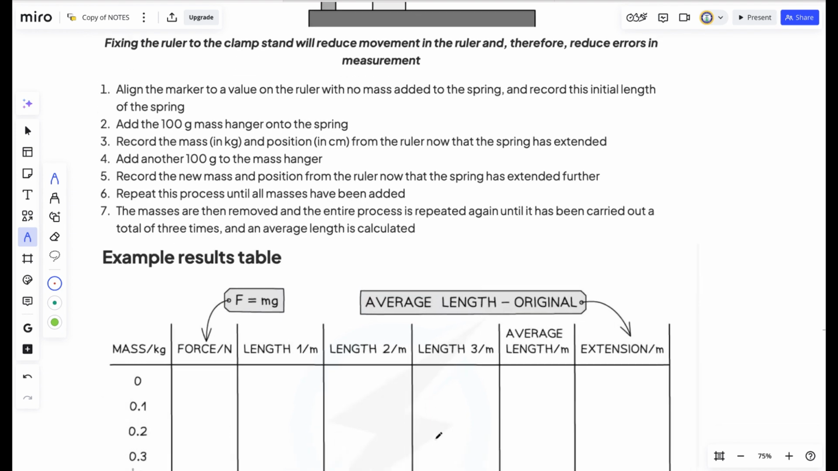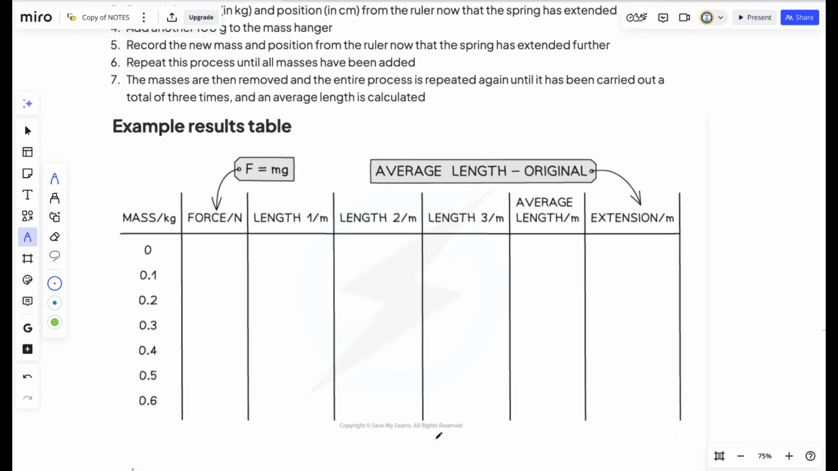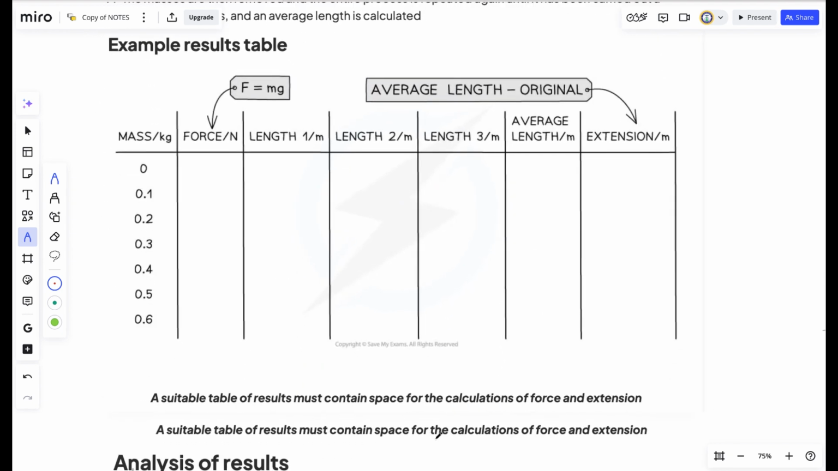Okay, so now let's move on quickly. Then the next thing you go to is the result. A table of results. In the exam, you don't need to put values here. This is the only place you can just show the masses as you load the mass. You just need to put mass, force, length 1, length 2, length 3, average length, and then the extension. Why do we need length 1, length 2, length 3?